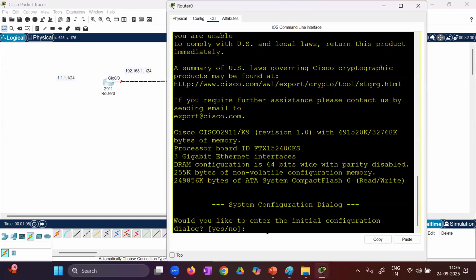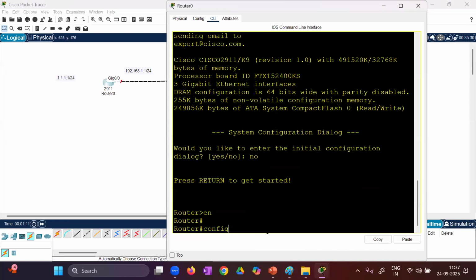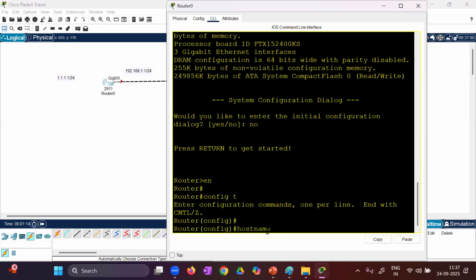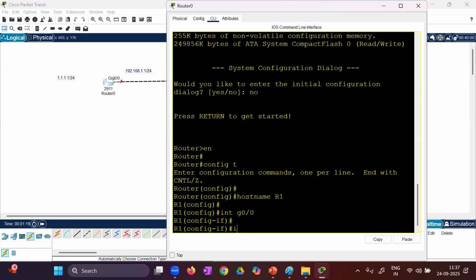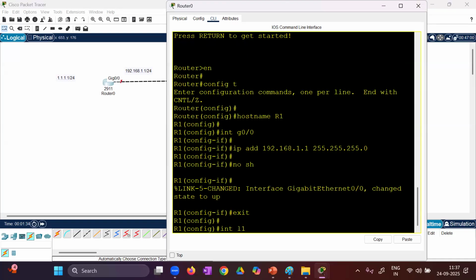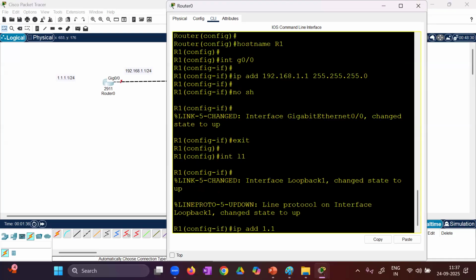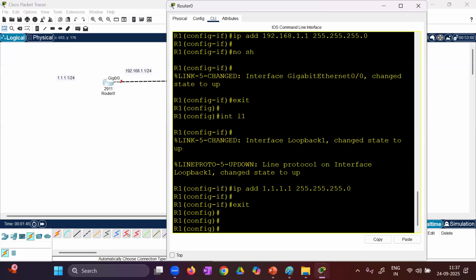Now come to this router, give no, enable, config space T, and host name is router 1, interface is G0/0, IP address is 192.168.1.1 255.255.255.0 and give no shut, give exit, then interface loopback 1, IP address is 1.1.1.1 255.255.255.0 and give exit. That configures the IP.